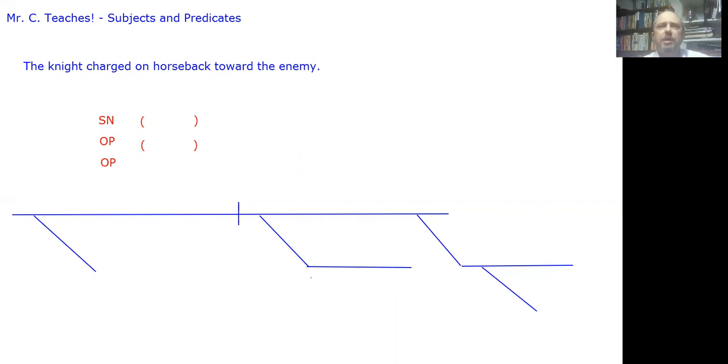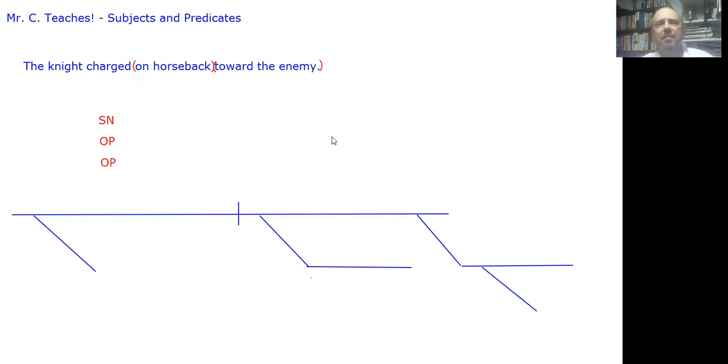Because prepositional phrases are like decorations. They're nice, but we don't really need them to have a sentence. And there are two prepositional phrases in this sentence. There's "on horseback," that's prepositional phrase number one. And then there's prepositional phrase number two, which is "toward the enemy." And you see I put those in parentheses.